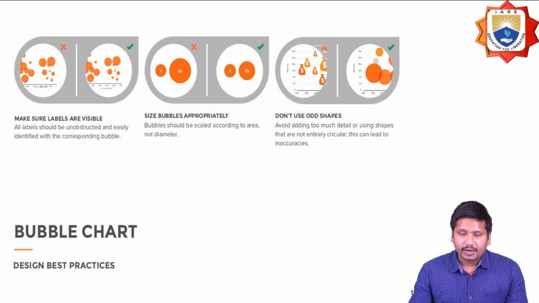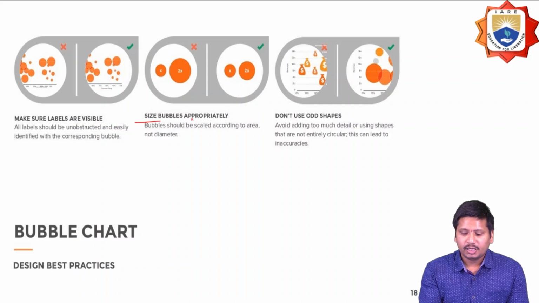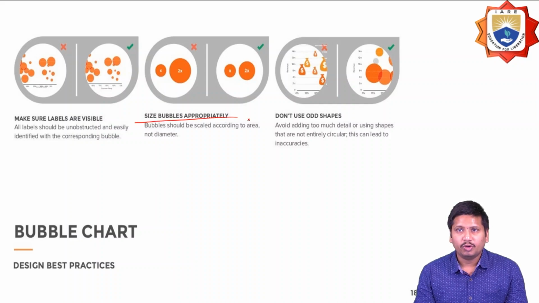Another design practice is to make sure the labels are visible. All the labels should be unobstructed so you can easily identify which bubble each one corresponds to. The size of the bubble should also be appropriate, so the bubble should be scaled according to the area, not the diameter.